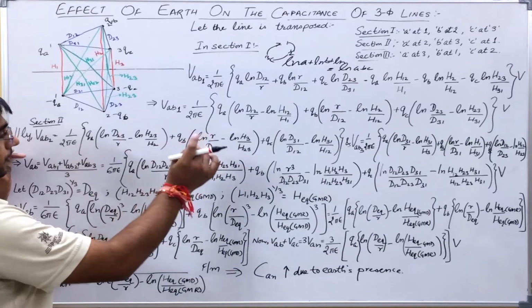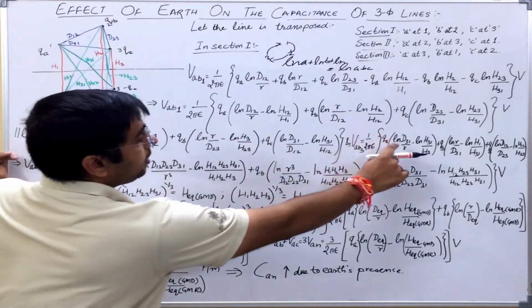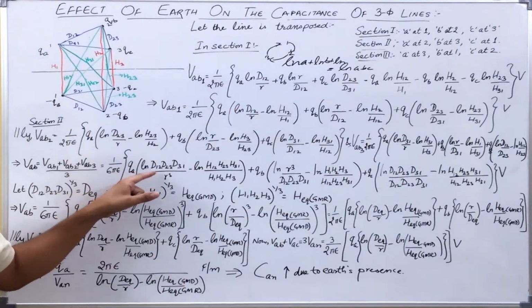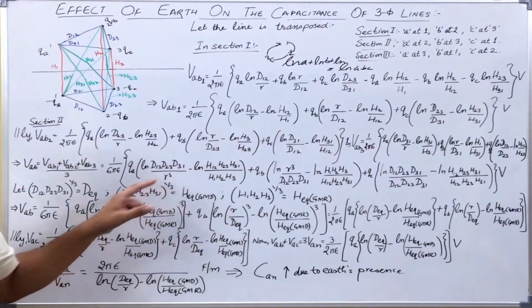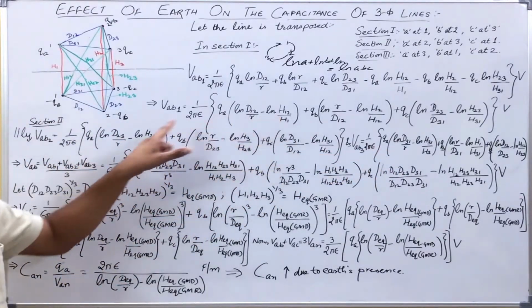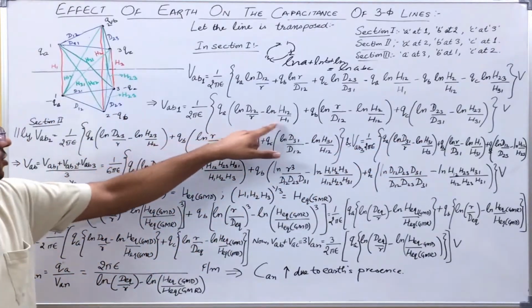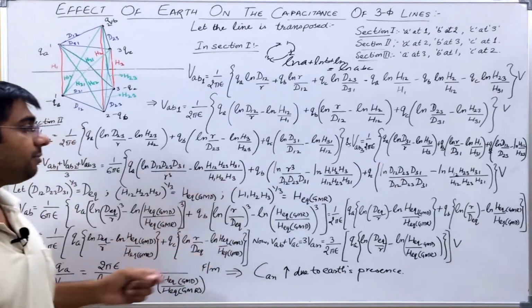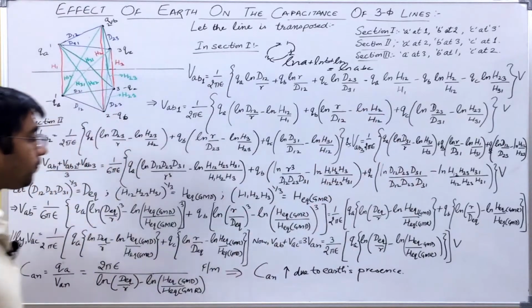D23, D31, D12, these are present for QA. So okay, R is present, R cube. Similarly, H12, H23, H31, which is here, and H1, H2, H3 in the denominator for QA. Similarly, I can write for QB and QC also.